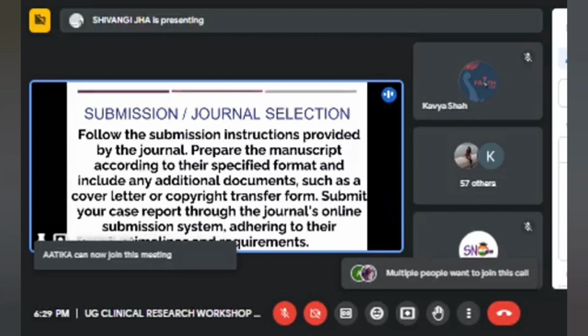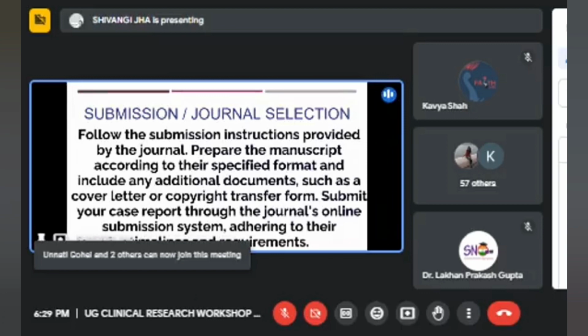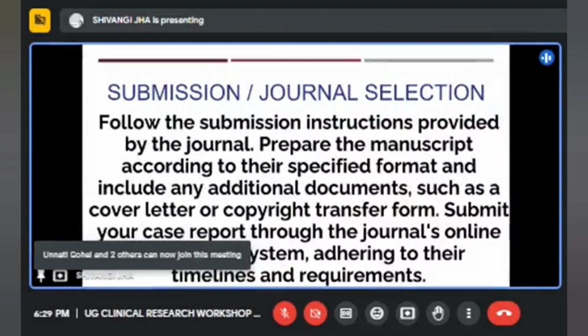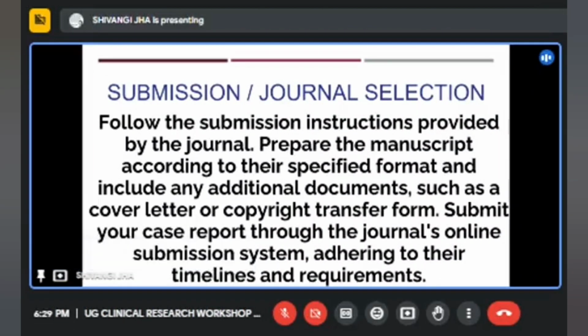Prepare the manuscript according to their specified format only and include any additional documents such as a cover letter. The cover letter would be signed by your mentor only. So get that cover letter for sure, or even a copyright transfer form. Followed by that, submit your case report through the journal's online submission system only, adhering to their timelines and requirements.